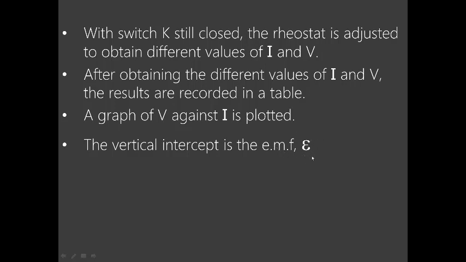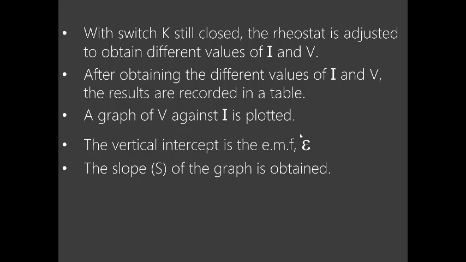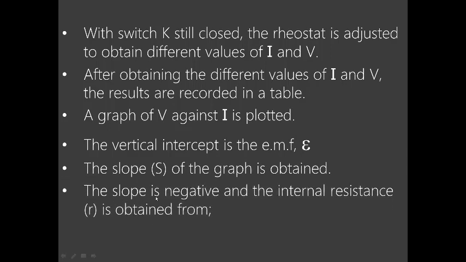Now this EMF, if you compare with what you obtained before closing the switch, they must be similar. This is from the graph; the other one was just before you closed the switch. So from the graph, the intercept is the EMF, and the slope S of the graph is obtained. Now the slope is negative and the internal resistance R is obtained from R is equal to negative S. So the negative value of the slope will give you the internal resistance of that cell or the battery.